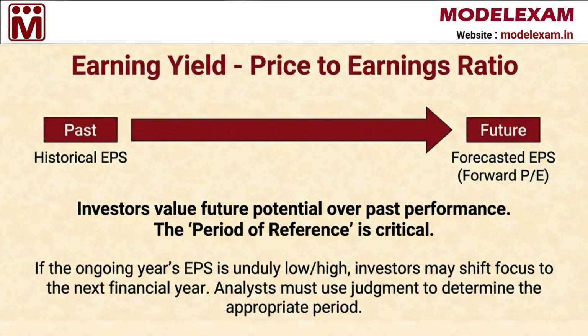It is also important to look at the timeline of these earnings. We have historical EPS from the past and forecasted EPS for the future. Since investors value future potential over past performance, the period of reference is critical. We often look at the forward PE. If the ongoing year's EPS is unduly low or high due to temporary factors, analysts must use their judgment to determine the appropriate period, often shifting focus to the next financial year to get a cleaner picture.